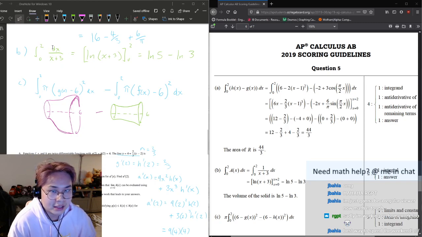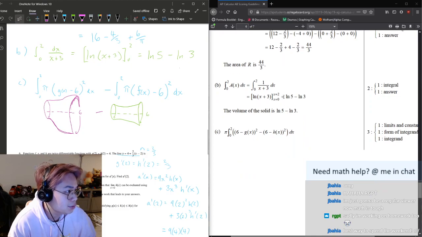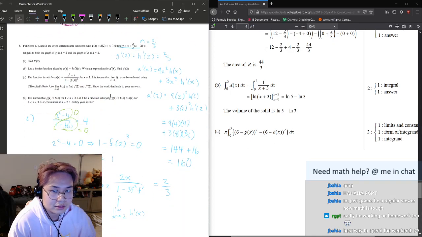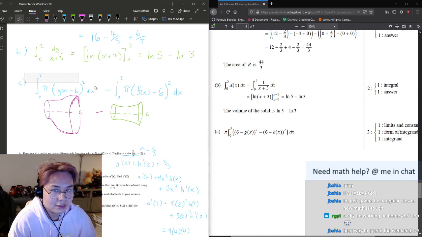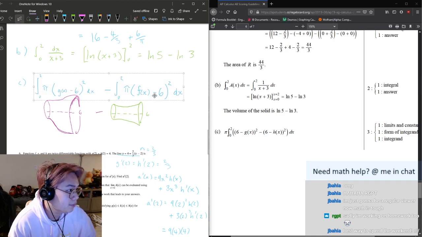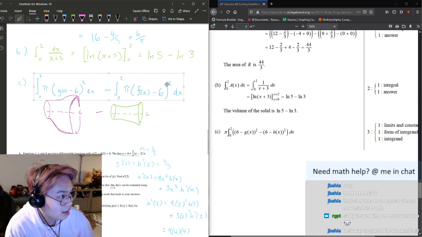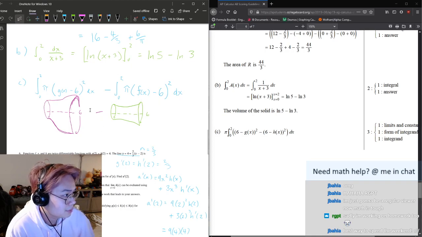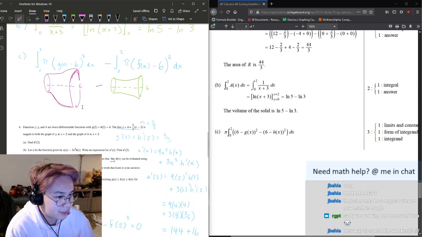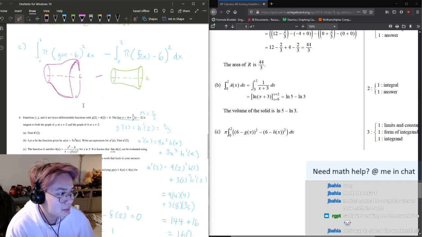Let's see, part B, did they get natural log 5 minus natural log 3? They do. And then here's their expression for the last question, which is essentially the same as mine. They have 6 minus the function, whereas I have the function minus 6. But because we are squaring it, it doesn't make a difference. I mean, will they take off a mark? I don't think so, but oh well.